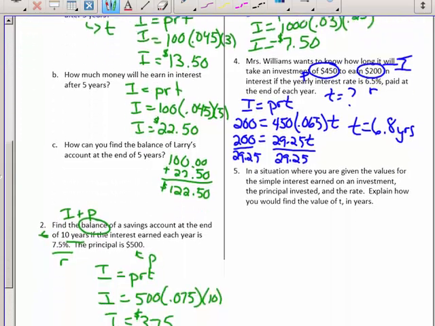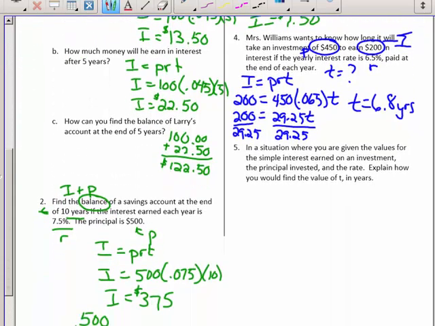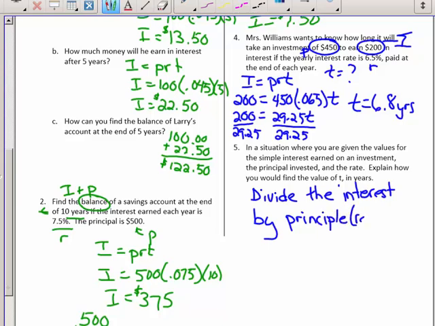Okay. In a situation where you are given the values for the simple interest earned on an investment, the principal invested, and the rate, explain how you would find the value of T in years. So you're going to divide the interest by principal times rate.